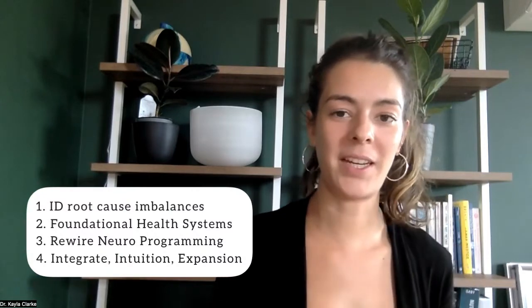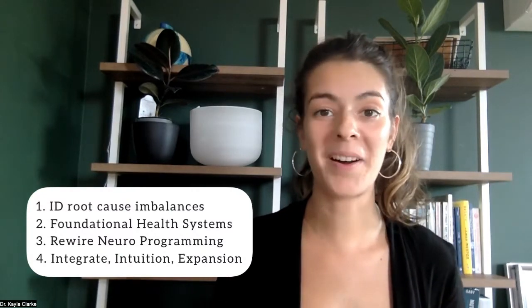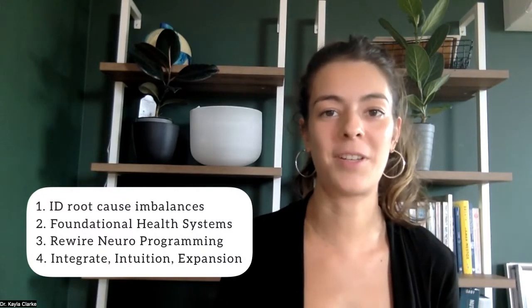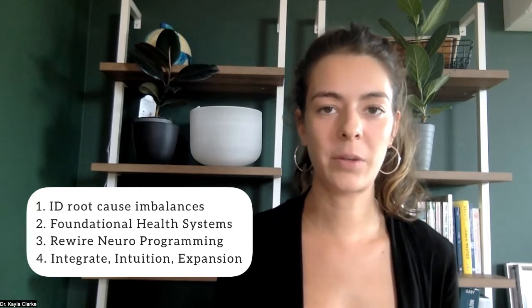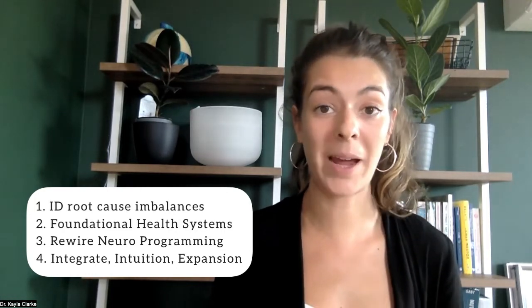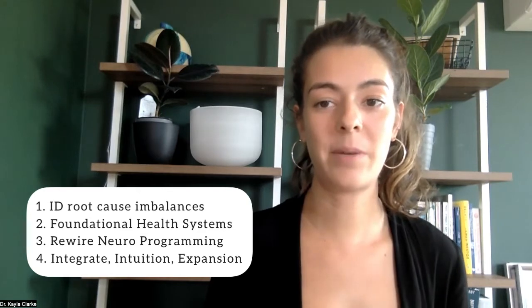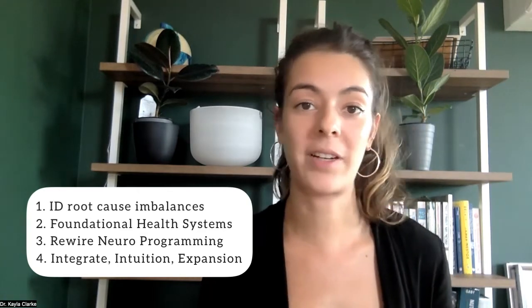Okay, so the Sunshine method is my method to recalibrating the nervous system and health. There are four steps to it. The first one is the most important in my opinion, and it is identifying the root cause imbalances and doing an initial intake. This is so important because it builds us a roadmap of your entire health story. This is where we start to recognize your physical and mental and archetypal patterns.